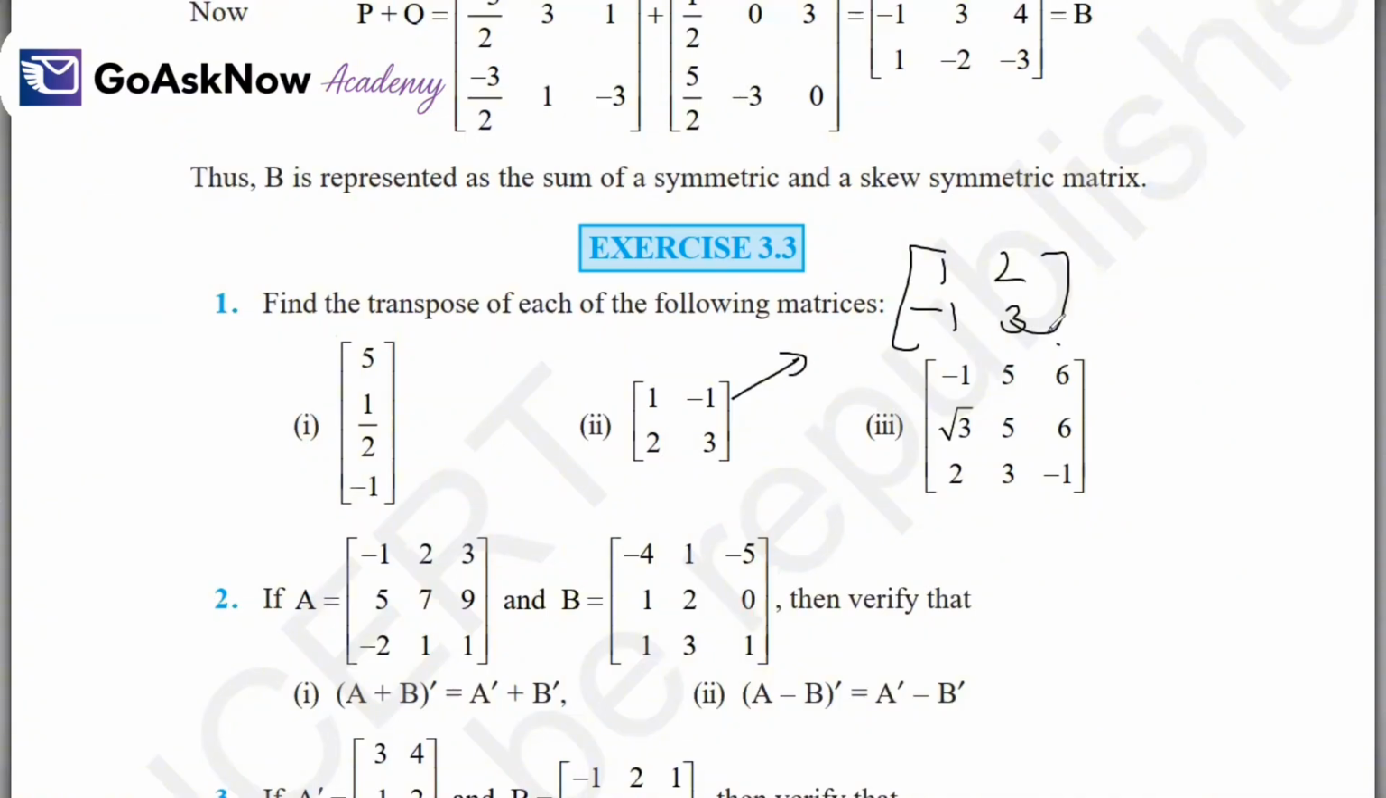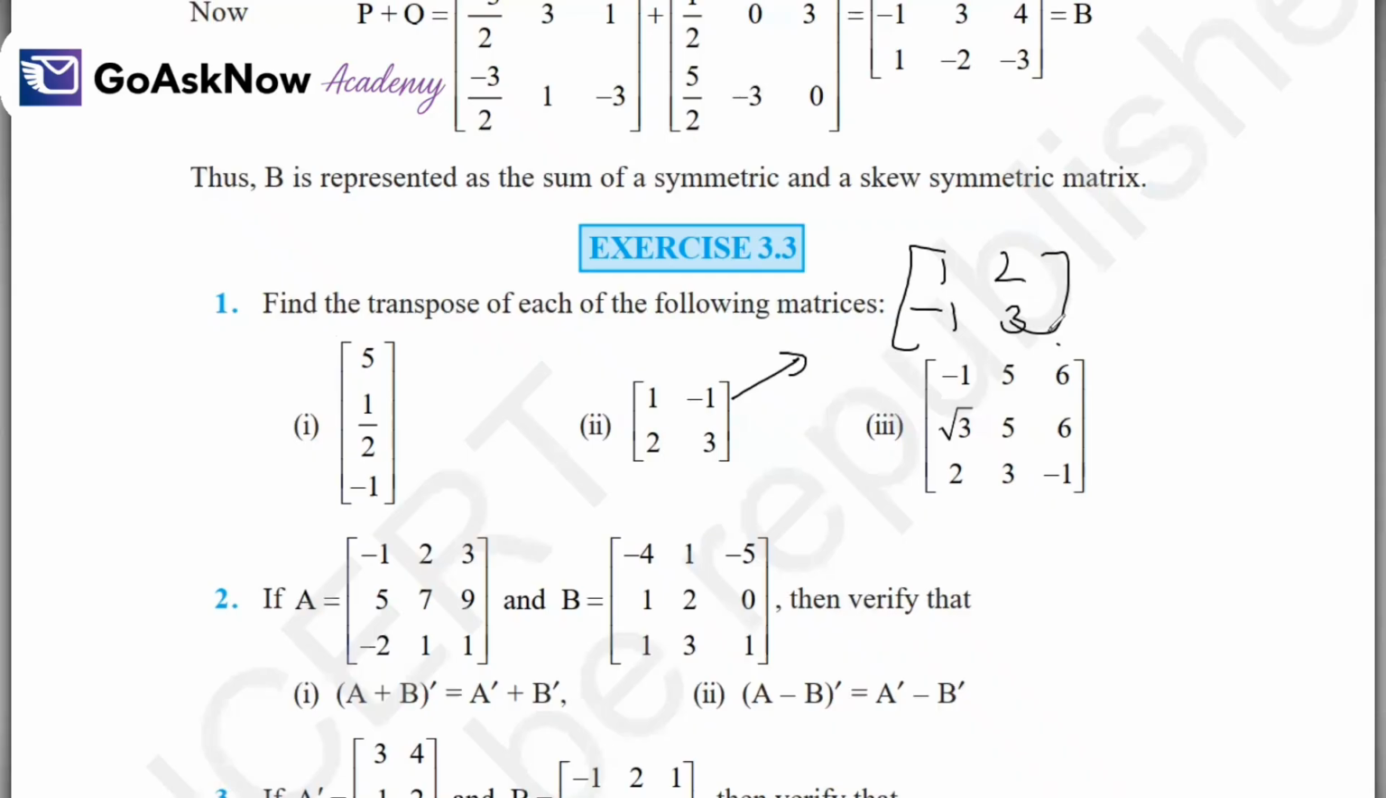If A is equal to -1, 2, 3, 5, 7, 9, -2, 1, 1, and B is equal to -4, 1, -5, 1, 2, 0, 1, 3, 1, then verify that (A + B)' is equal to A' + B', and (A - B)' is equal to A' - B'. This type of question we have done in the example part. So I hope that you can go to the previous lecture, get the idea of how it is to be done, and do this by yourself.